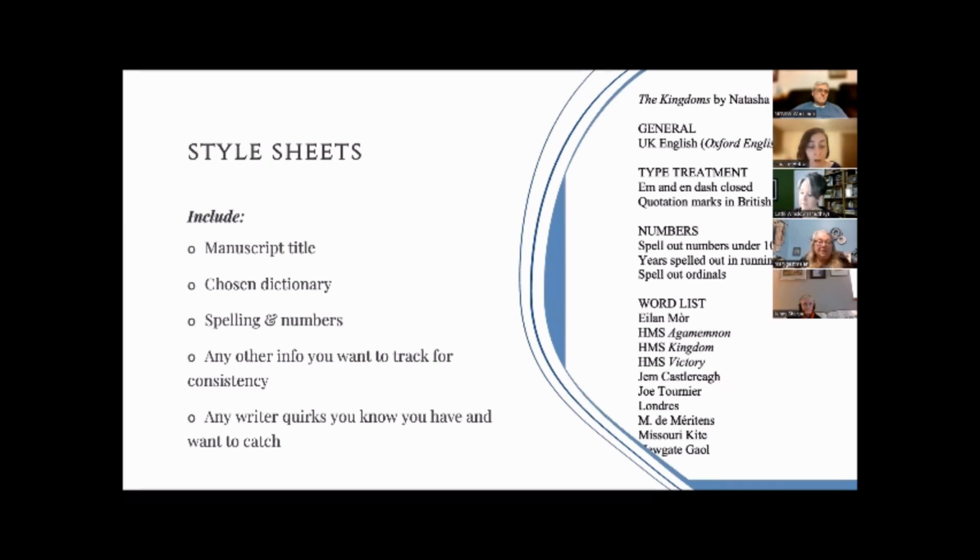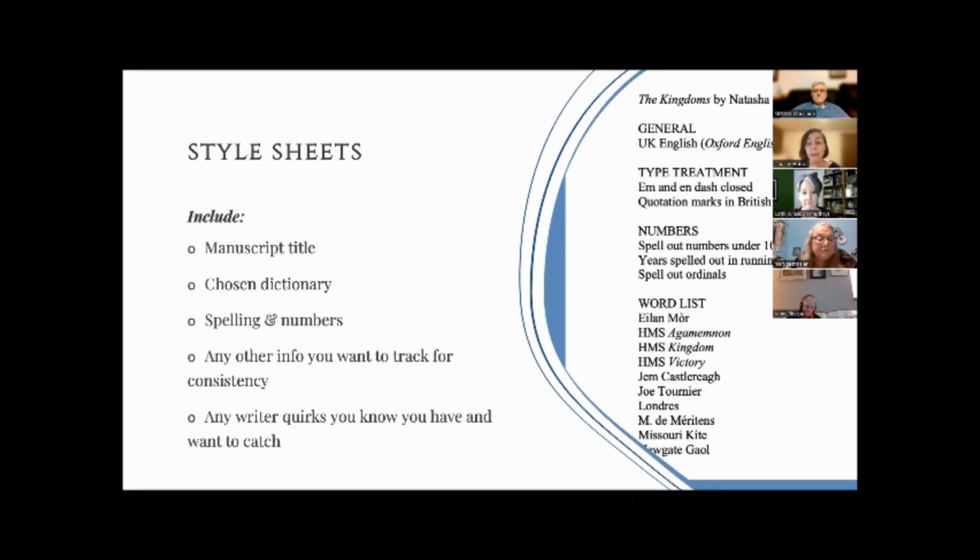So all copy editors will do this for your manuscript. If you hire a copy editor, it tracks every single decision in regards to things like that. Spelling, capitalization, numbers. For fiction, it will also keep in mind things like character traits and physical descriptions, stuff like that.